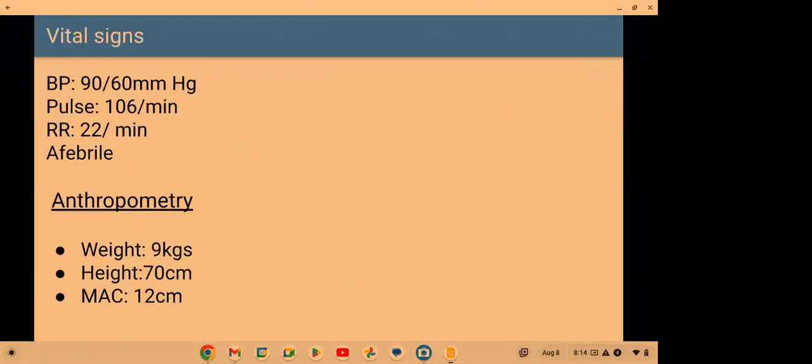Vital signs. Blood pressure was about 90 by 60 millimeter of mercury, and the pulse was taken from the radial pulse. It was measured 106 per minute, and respiratory rate was 22 per minute, and the patient was afebrile. Anthropometry, the weight of the baby was about 9 kgs, height was about 70 centimeter, and mid-arm circumference was measured 12 centimeter.